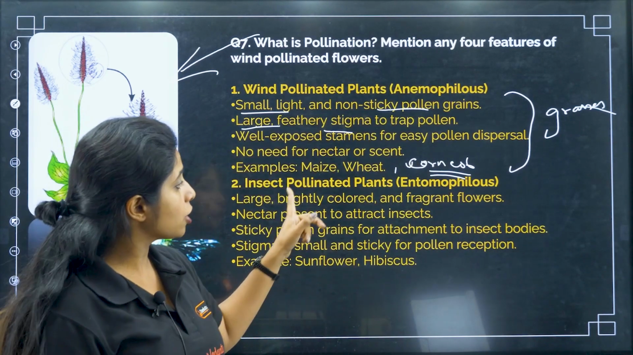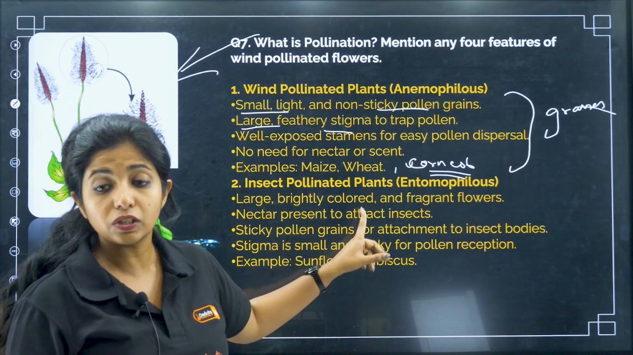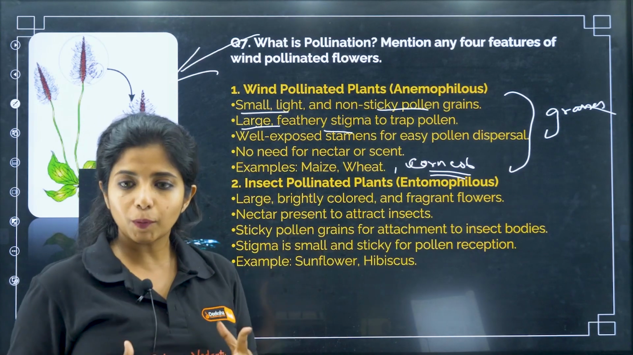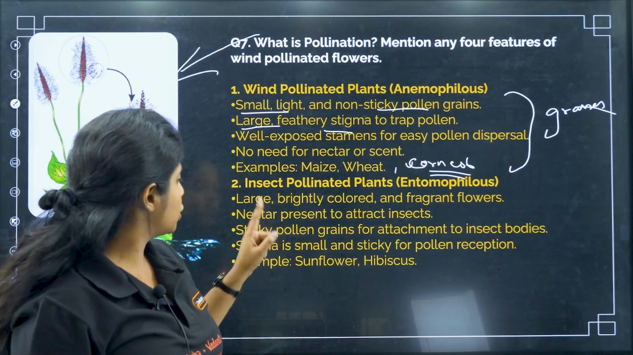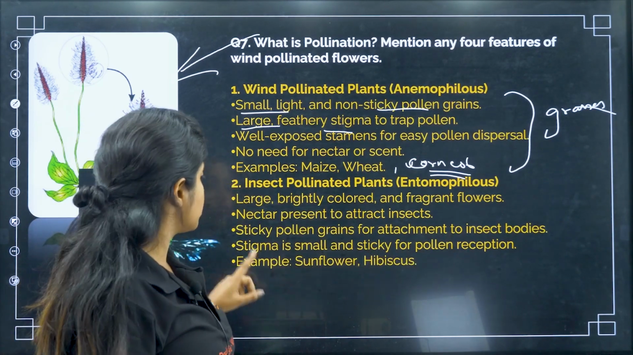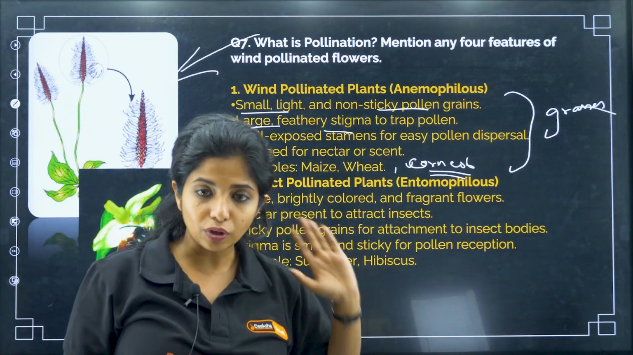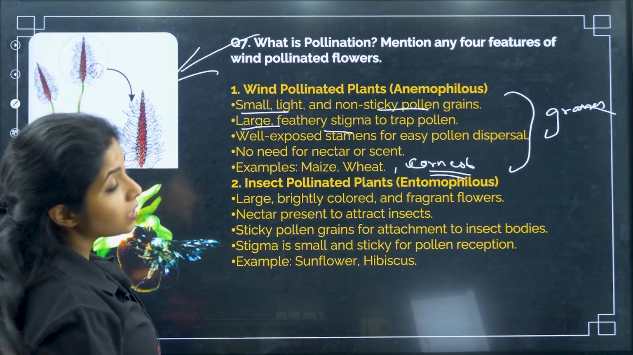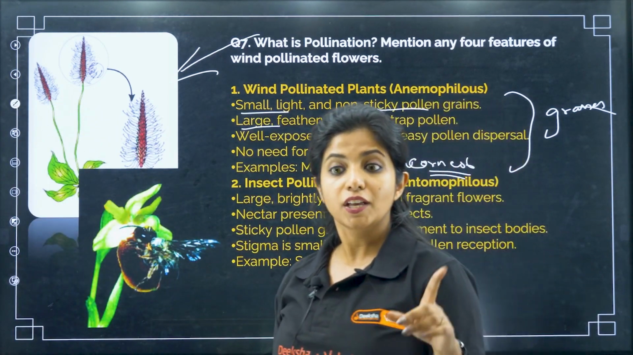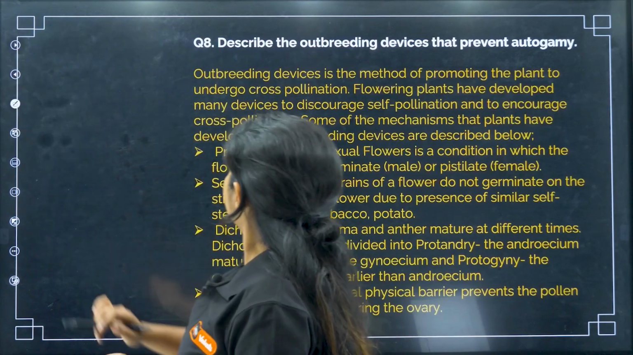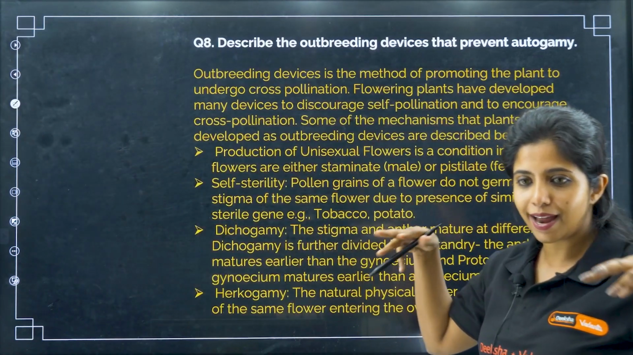and you can write they are large, brightly colored and fragrant flowers, with nectar present to attract what? Insects. They have sticky pollen grains for attachment to insect bodies, yeah, so that they can move around easily. Stigma is small and sticky for pollen reception. Example, sunflower, hibiscus, or whatever you want to write. Okay. Please go ahead, read by yourself about the water pollinated flowers, that is Vallisneria and Zostera as well. Okay. Now, I hope I am able to make you remember that, yeah.